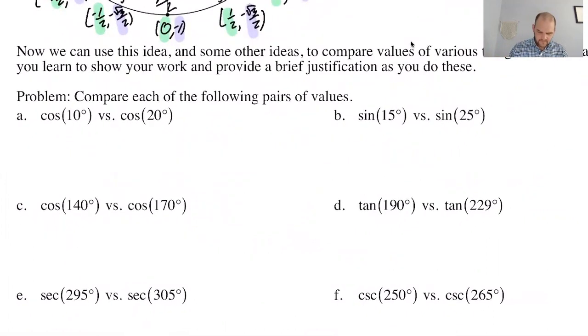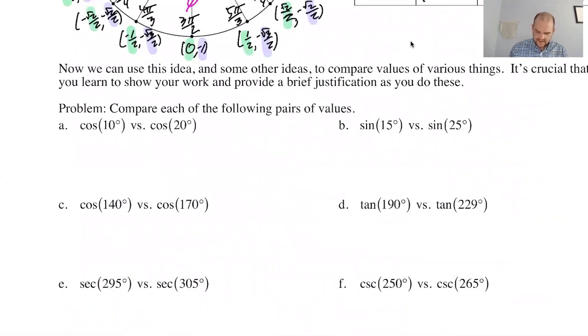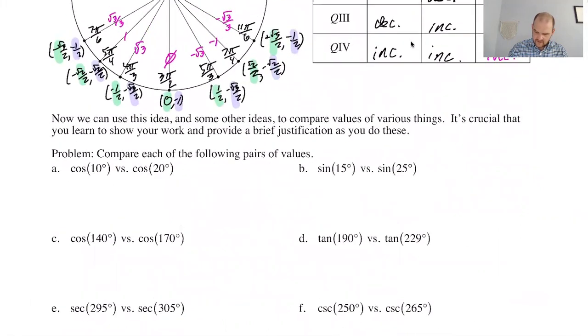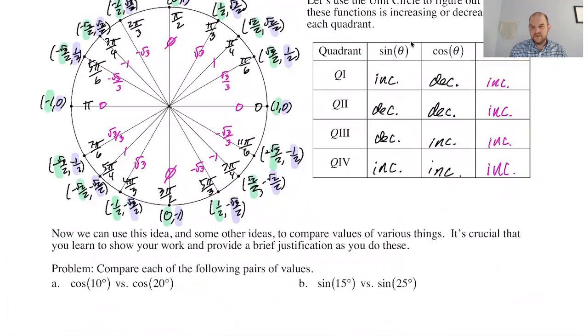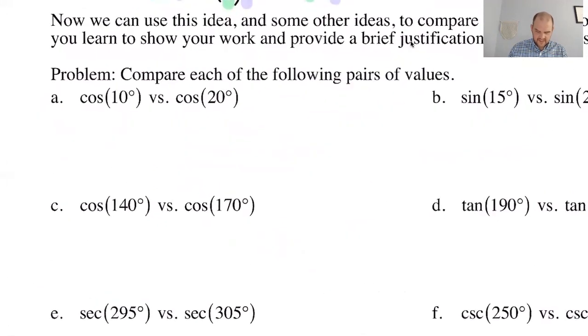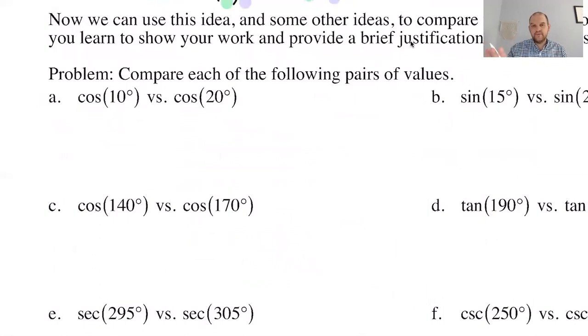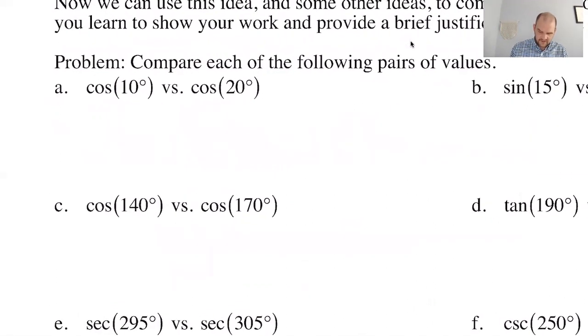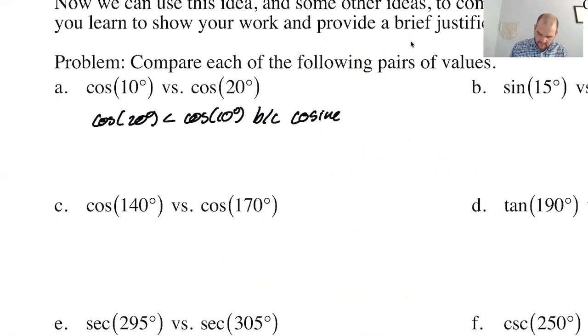So why is all this useful? Well, I know that in the first quadrant, cosine is decreasing. So that means that as an angle gets bigger in the first quadrant, its cosine gets smaller. So if I want to compare these without a calculator, I can immediately say that the cosine of 20 is going to be less than the cosine of 10, because cosine decreases in quadrant 1.